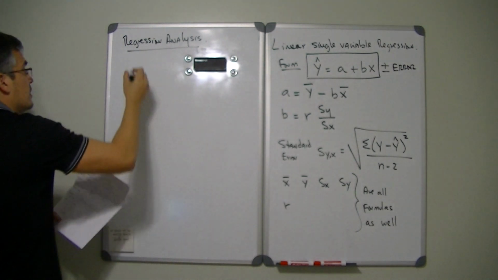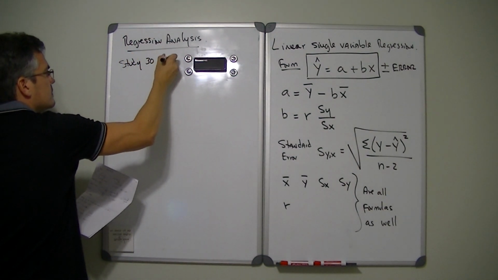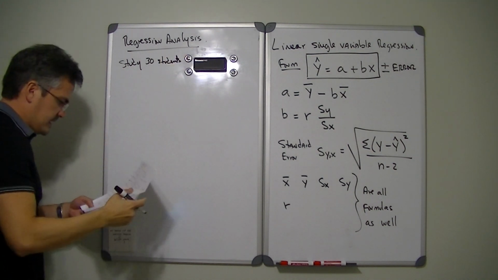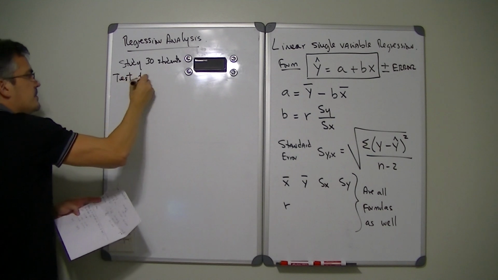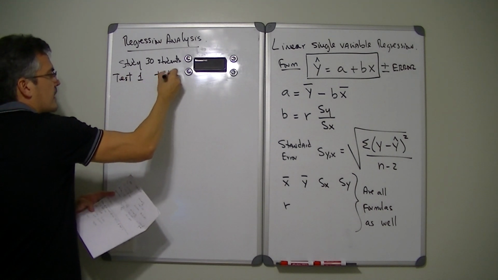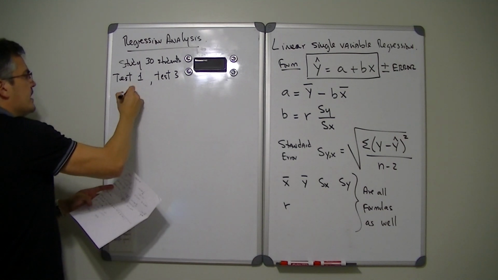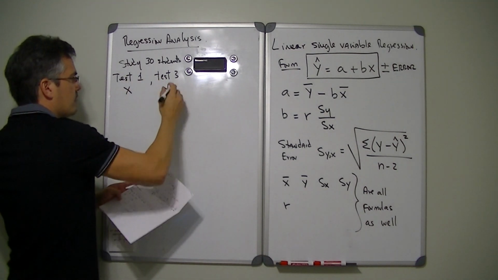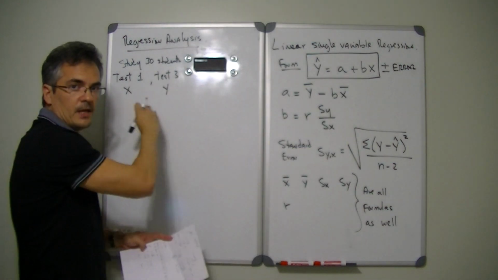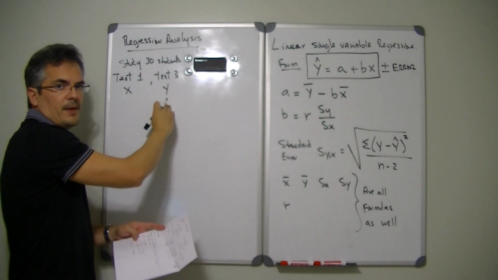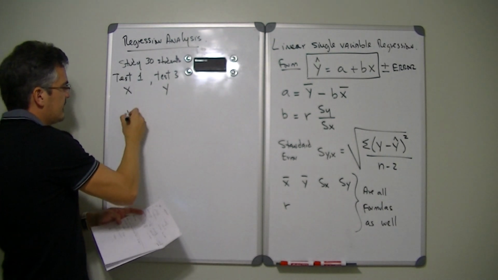So I conducted a study of 30 students that took my class at that time, and I conducted a relationship study between test 1 and test 3. Now, I wanted to use my test 1 as my x and my test 3 as my y. So again, my x is going to be my independent variable, and my y is going to be my dependent variable.